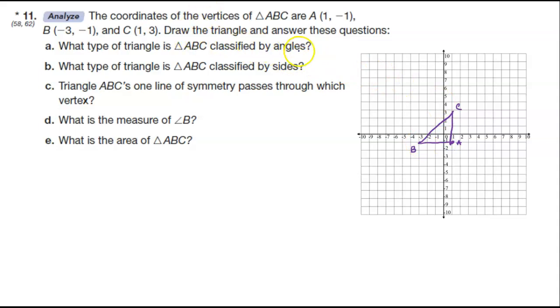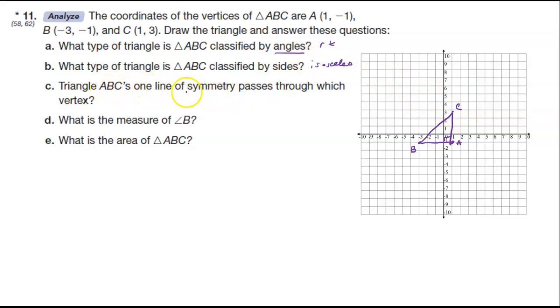What type of triangle is it classified by its angles? I just said it. It is a right triangle. Classified by its sides? I don't know. Let's see. So this side is 1, 2, 3, 4. This side is 1, 2, 3, 4. So I would say at the very least it's isosceles.